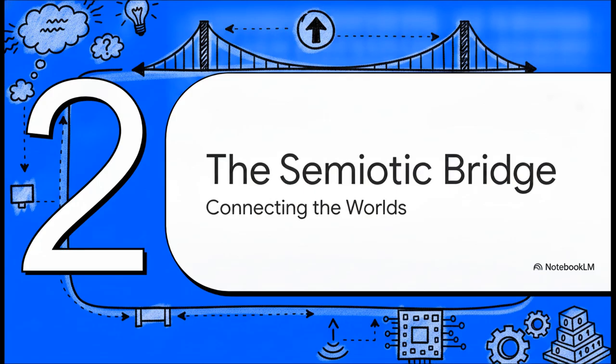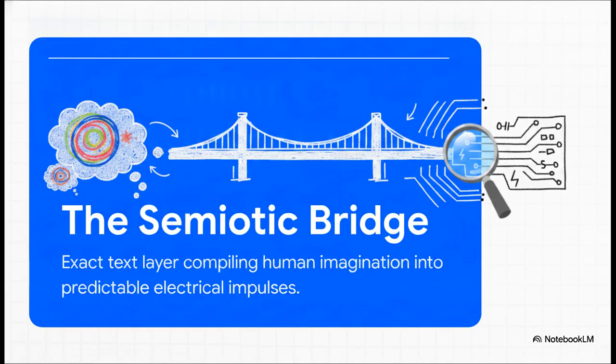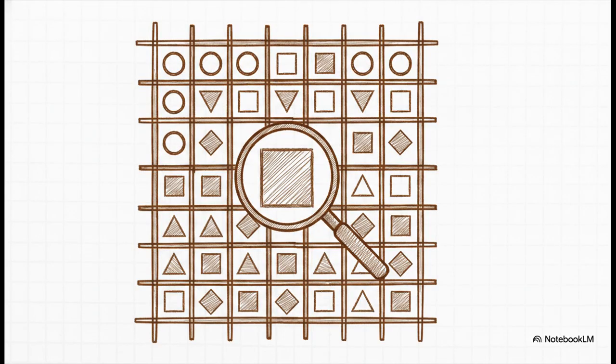Section 2. The semiotic bridge. To bridge these two completely alien worlds, we use the semiotic bridge. This is the exact mathematical text layer that safely compiles all your messy, boundless human imagination into strictly predictable electrical impulses. You see, text isn't just for humans writing emails to each other. Strictly formatted text is the ultimate universal deterministic interface. It's actually the absolute only way to map our nonlinear thoughts directly onto a physical silicon substrate without a catastrophic misinterpretation.